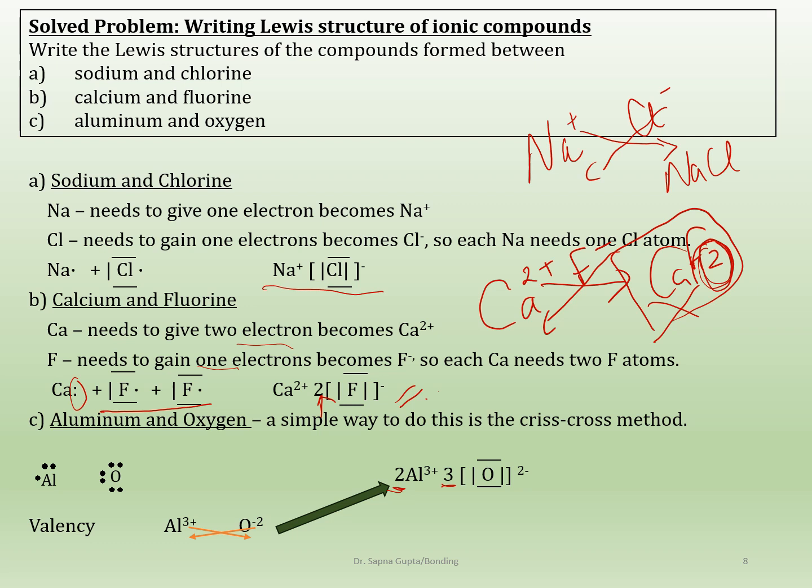That's just the rules, and I'm not doing anything here that is out of the ordinary. This is how we write the Lewis structure for ionic compounds. There is nothing much more to it. Keep it simple, and that's all we are going to cover as far as Lewis structures of ionic compounds are concerned. So this is it.